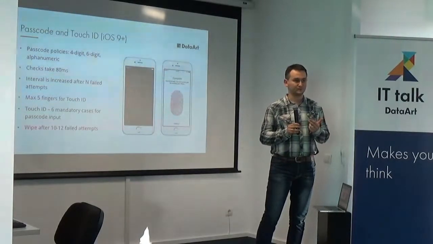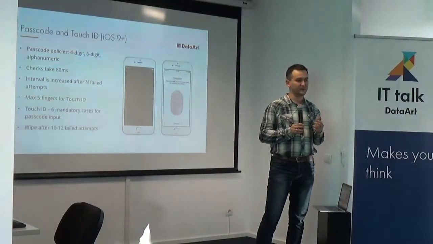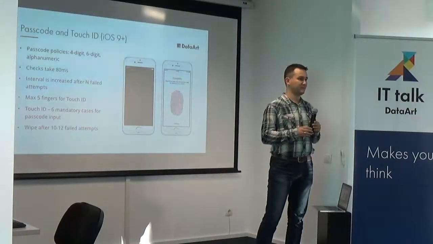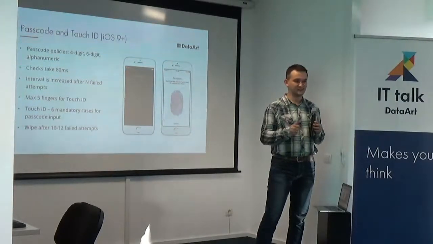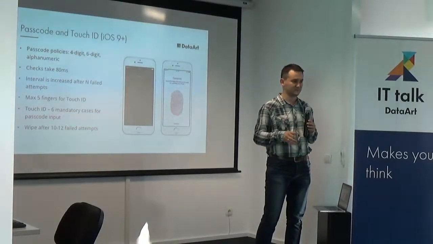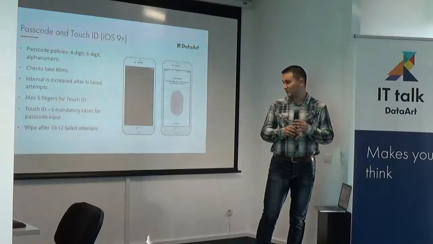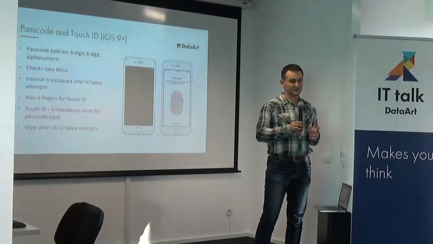When you failed to provide a valid fingerprint 5 times in a row, after that, you have to do this. If the wipe policy is configured, after 5 more or 6 or 7 more attempts of providing an invalid passcode, the device would be wiped. This number is also configurable, but the common cases are having from 10 to 12 invalid attempts.